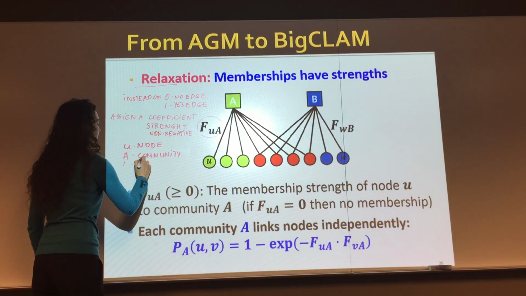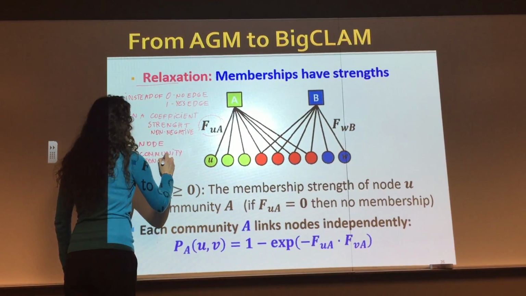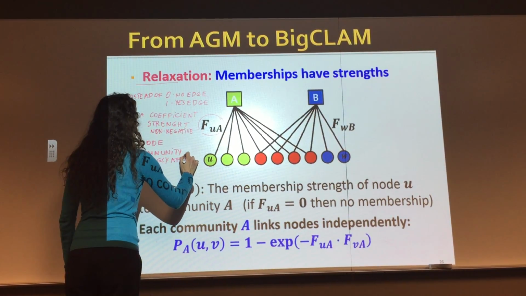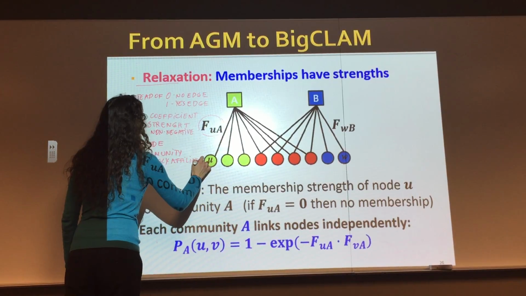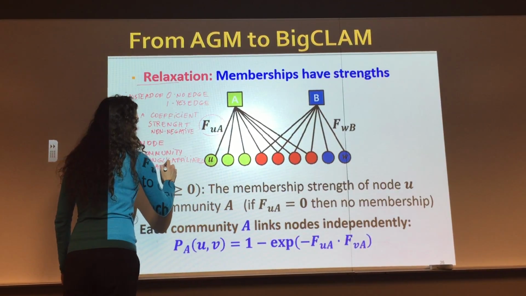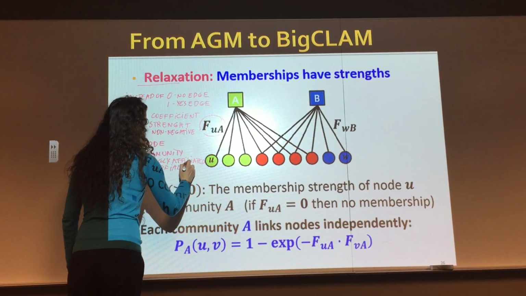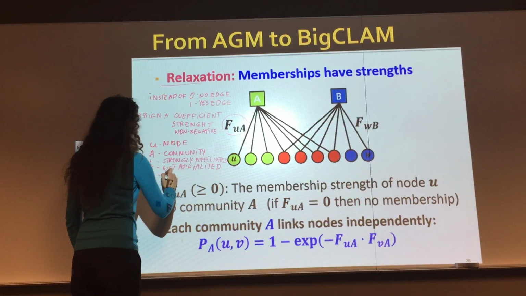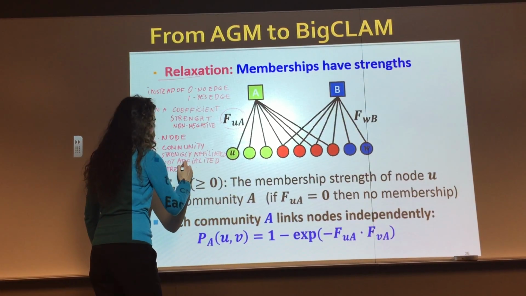Coefficient will be 1 if they are strongly affiliated, and it will be 0 if not affiliated, and it can be any other number in between 0 and 1 to show the strength.